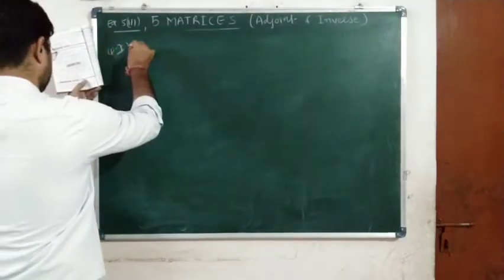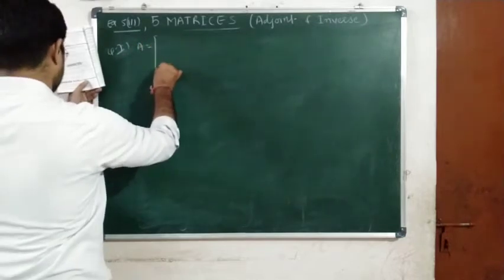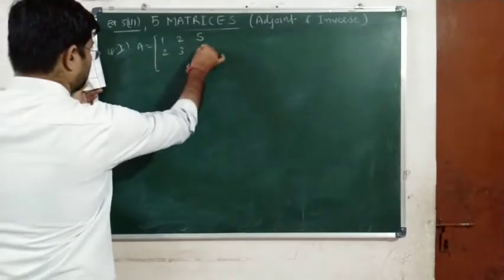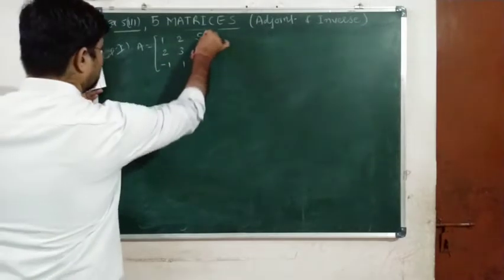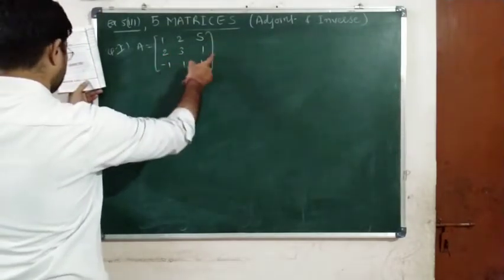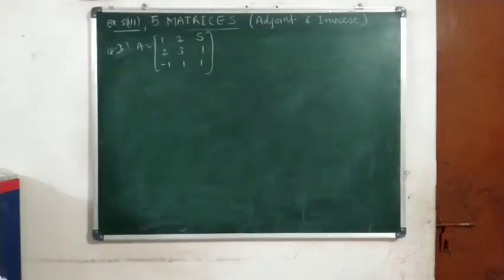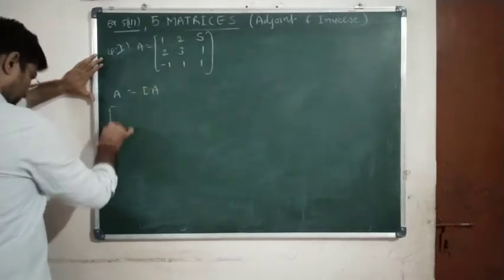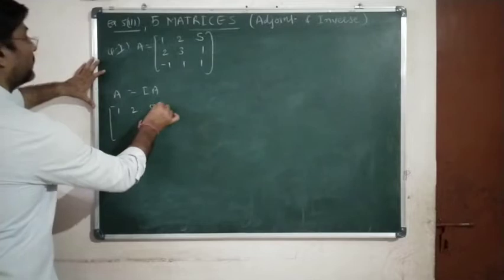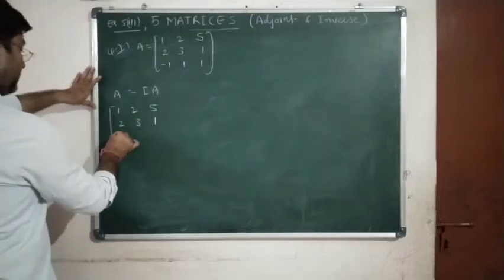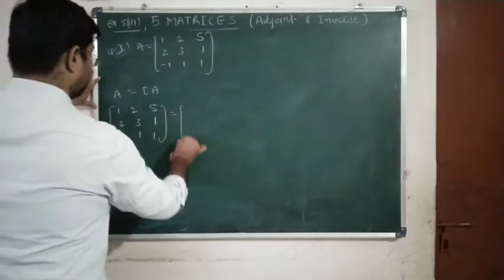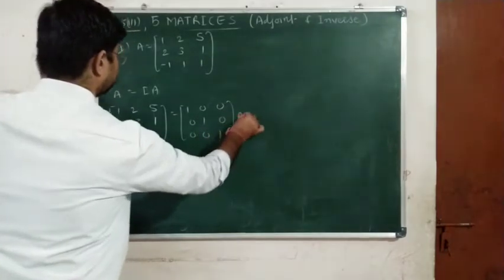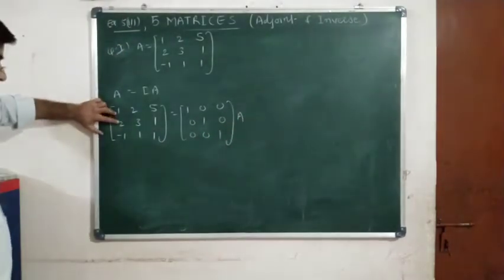Okay, so question number 7. Let us name this matrix to be matrix A only. 1, 2, 5, 2, 3, 1, minus 1, 1, 1. Okay, done. Now let us begin. A is equal to IA. Therefore 1, 2, 5, 2, 3, 1, minus 1, 1, 1 equals 1, 0, 0, 0, 1, 0, 0, 0, 1 times A. Okay, now obviously 1 is there, so here 0 and 0.